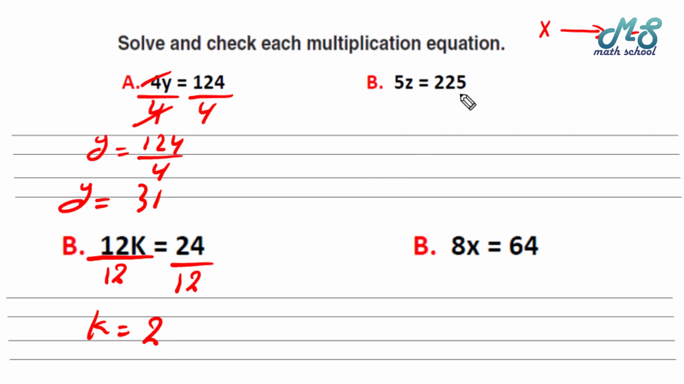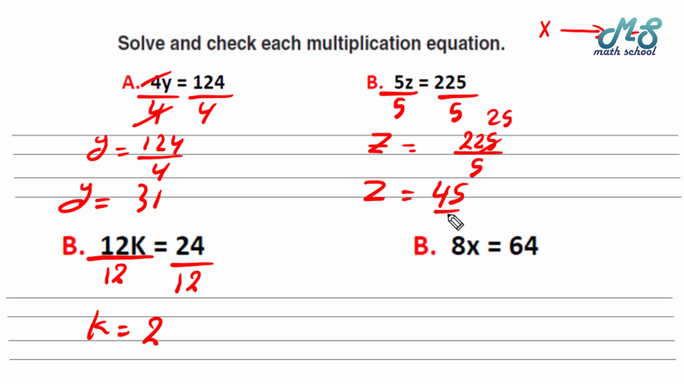5z equals 225. To find the value of z, divide both sides by the coefficient of z, which is 5. Now we get z is equal to 225 divided by 5. 22 divided by 5 equals 4. 4 times 5 equals 20. The remainder will be 2. Now we get 25 divided by 5 equals 5. Now the value of z is equal to 45.